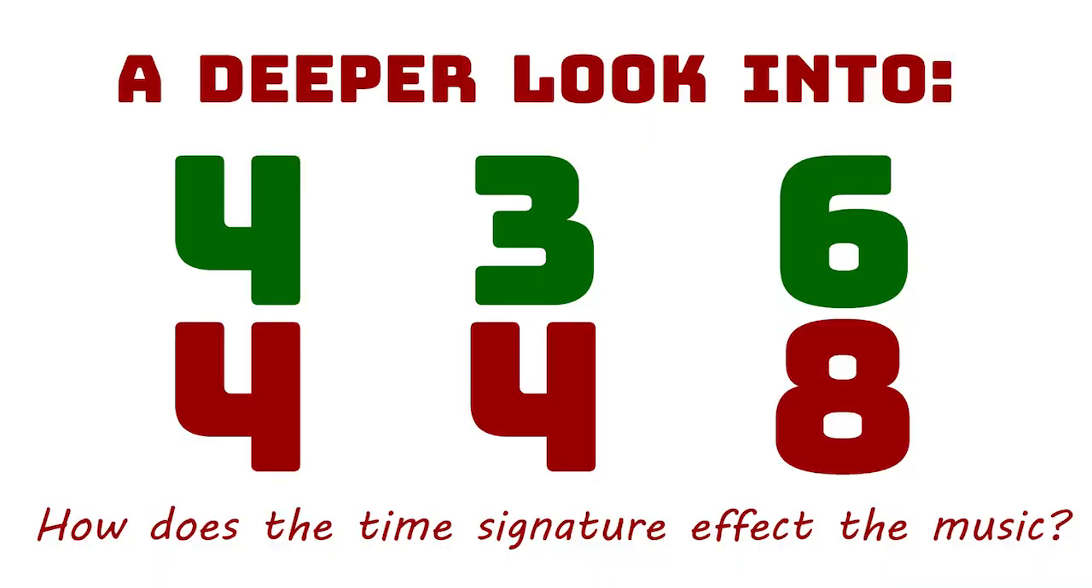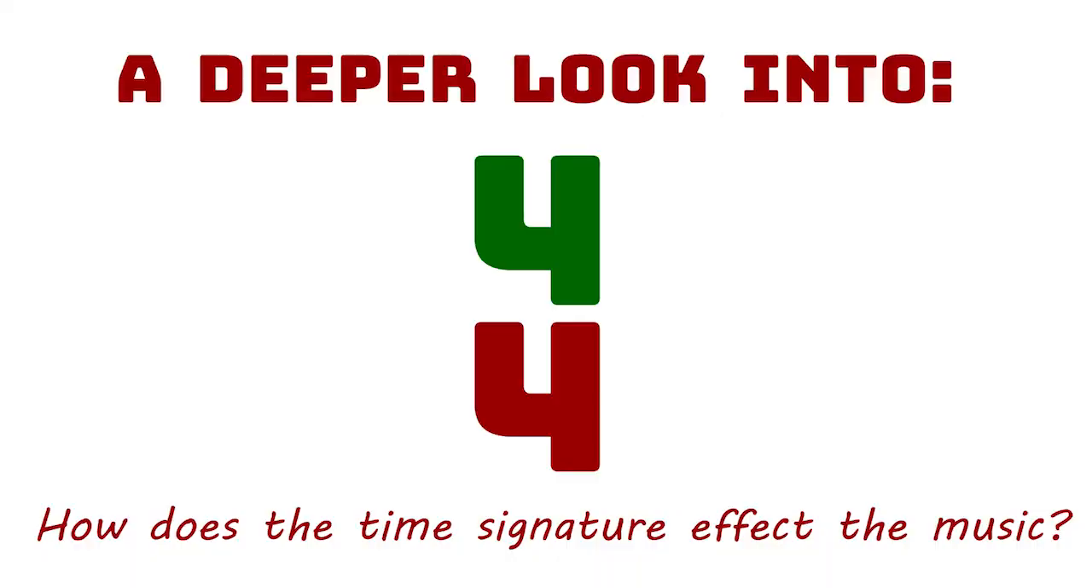So now that we know how the time signature works, let's take a look at some popular time signatures and how they affect the music. Probably the three most common time signatures out there are 4/4, 3/4, or 6/8. Each one of them are different and they affect the music in a different way. So let's take a look at 4/4. And we've got a video for that.